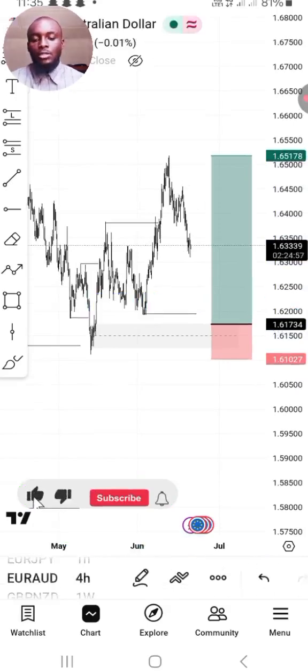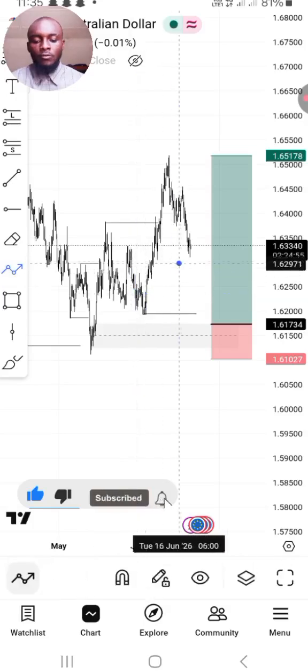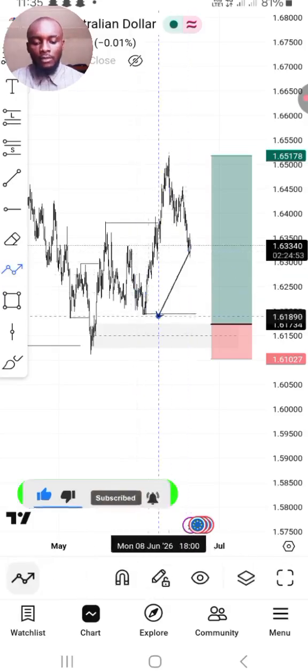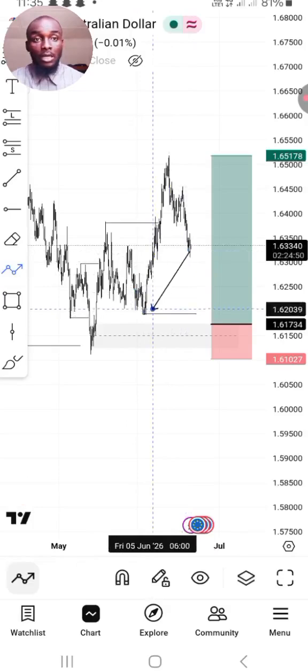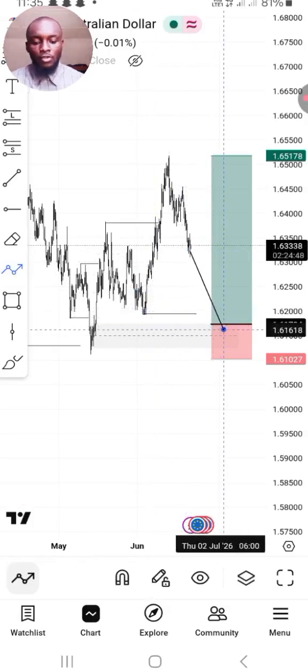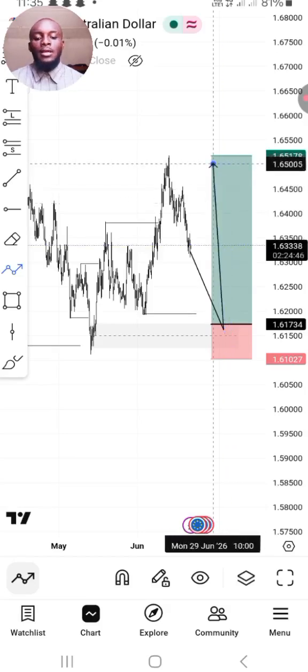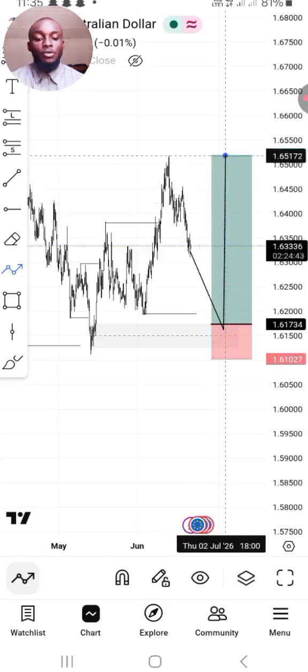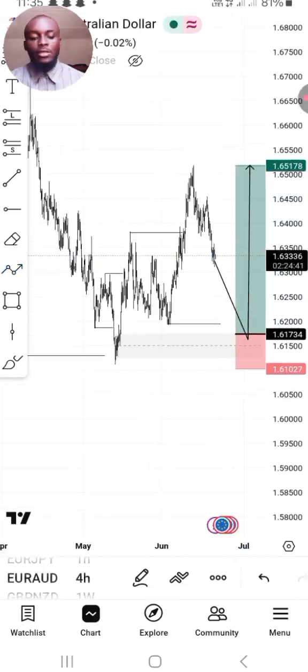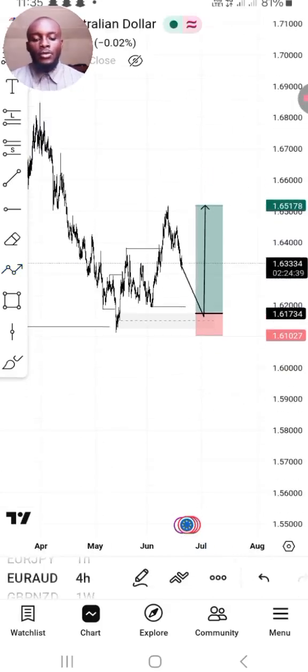So basically, what I want to see is price move down, take out this structural liquidity, take out this low, then we'll react from this zone, then we'll push higher to this draw on liquidity. So this is roughly what I'm seeing on EURAUD.